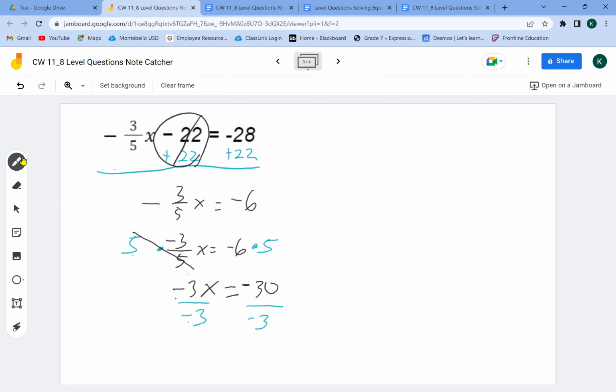Let me change color. So I get a giant 1 here, so I get 1x is equal to, 3 goes into 30 10 times, and a negative divided by a negative gives me a positive. So it's a positive 10, and this is my answer.